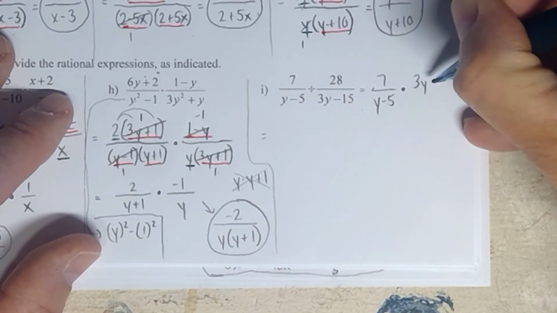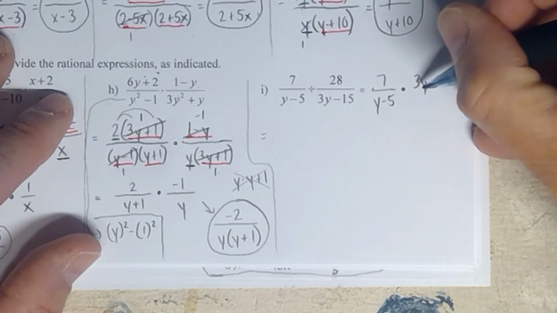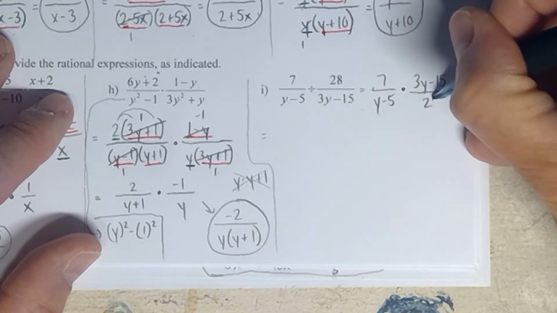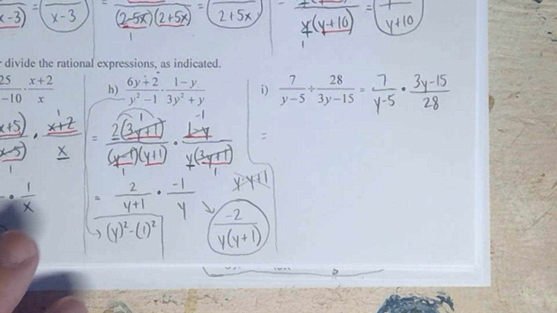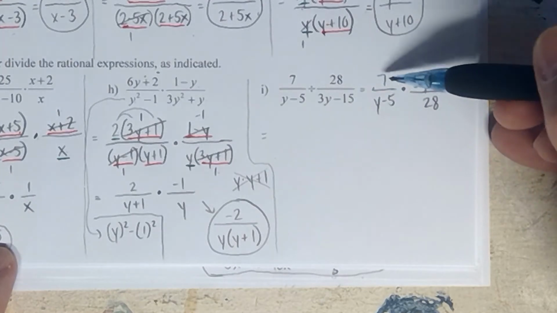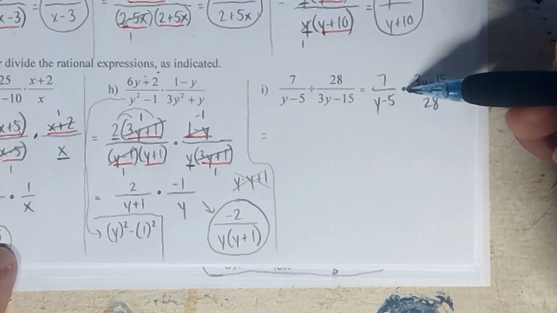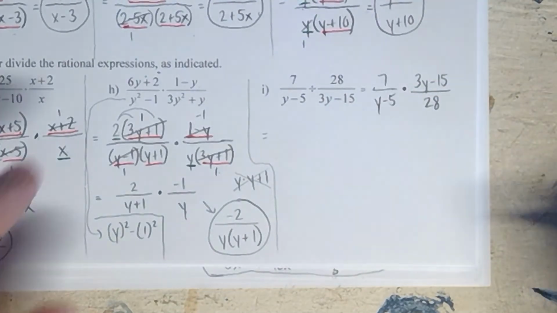Then you flip the second fraction. It's called the reciprocal. Maybe you remember that word from the past. Okay. So dividing two fractions means the first fraction stays the same. The second fraction flips. And then the middle becomes multiplication.